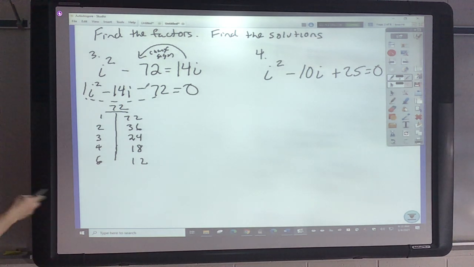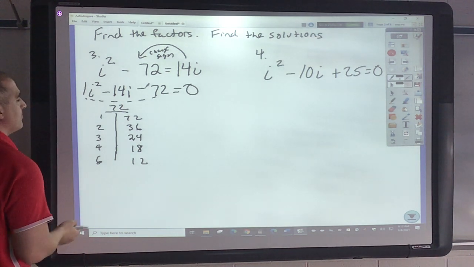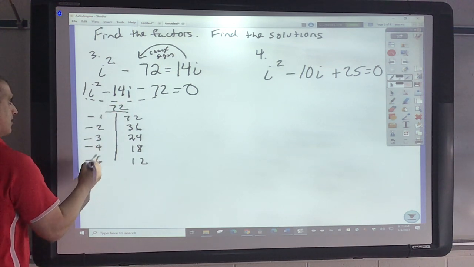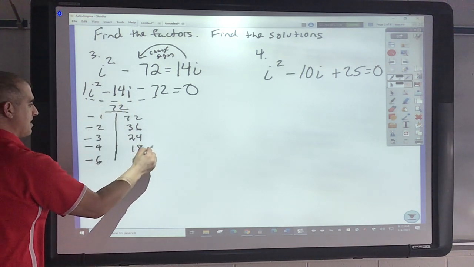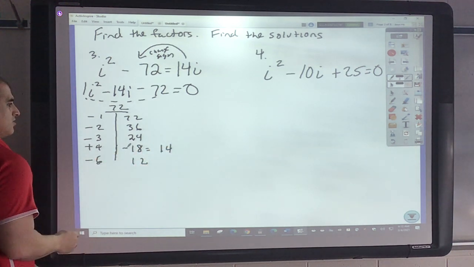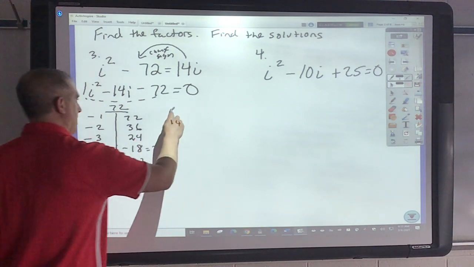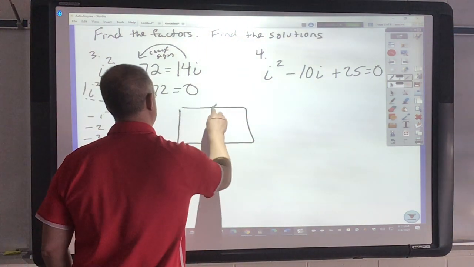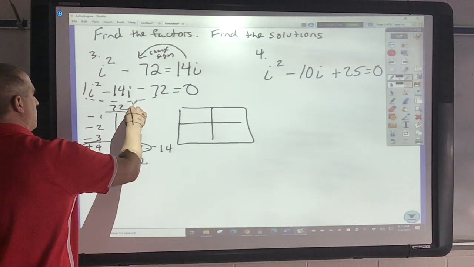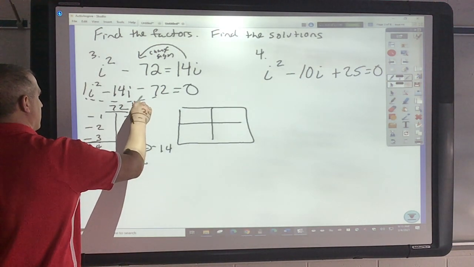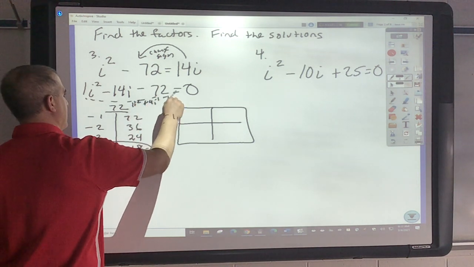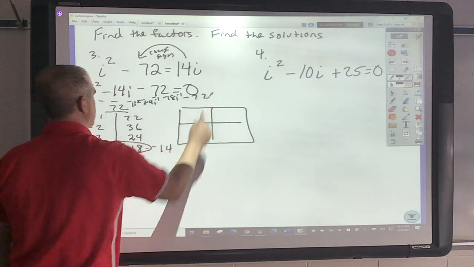Okay, so I see a minus sign, okay? I see a minus sign, so that means that one side is going to be negative. I need a set that adds up to negative 14. The closest one here is 14, so once again, just change those. So it's negative 14. I make my box. So now this is going to be 1I squared, plus 4I to the first, minus 18I to the first, minus 72.